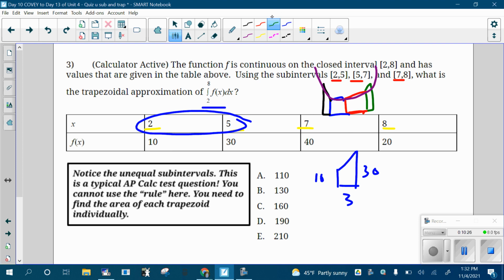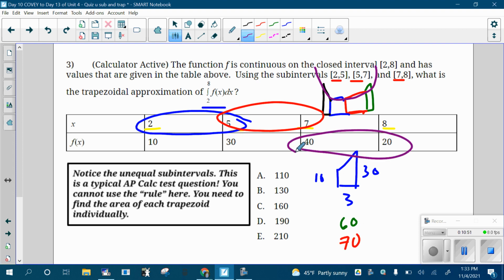How do you find the area of that? B1 plus B2 is 40. 1/2 of 40 is 20. 20 times 3 is 60. Boom. Next one here. Height is 2. The 2 bases added together is 70. 70 divided by 2 is 35. 2 times 35 is 70. Then 40 plus 20 is 60, divided by 2 is 30. Height of 1, so 30. Add it all together, boom. You don't need a calculator for that. Nice try, Mrs. Lemke.